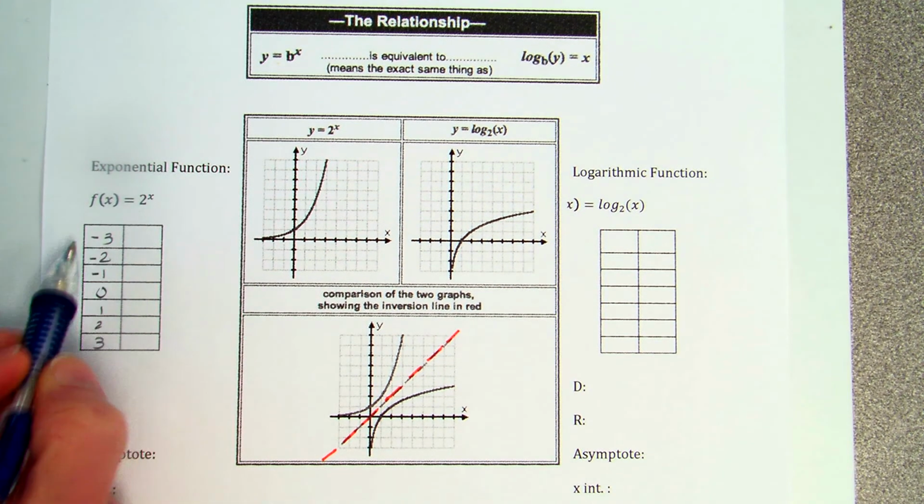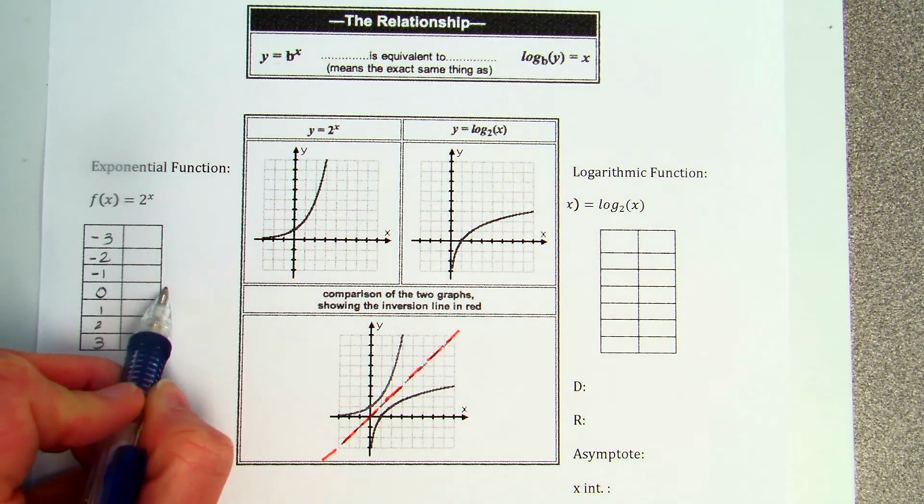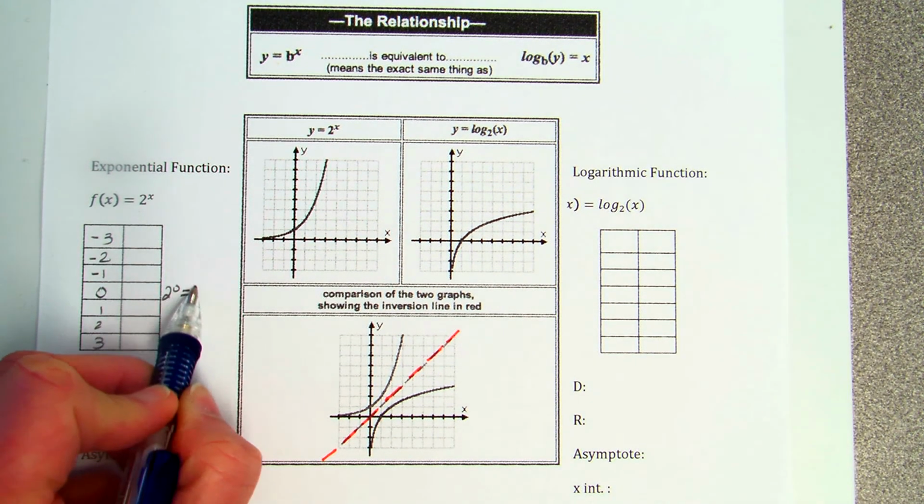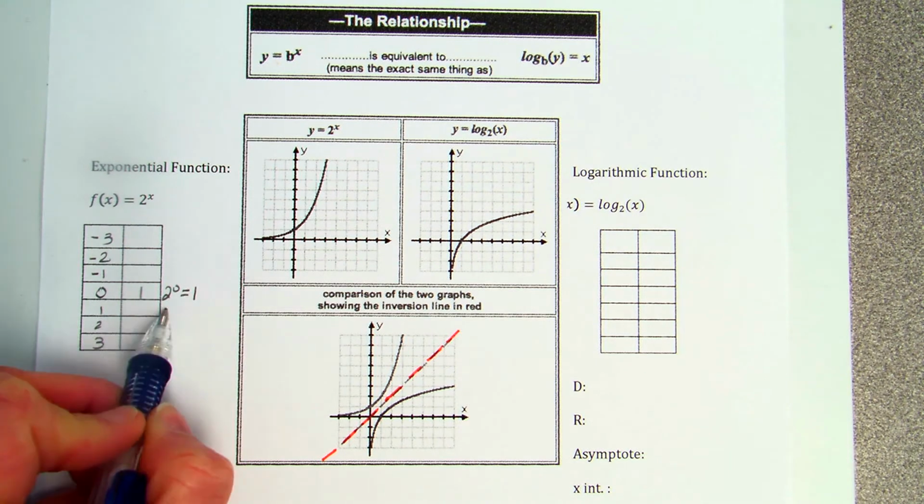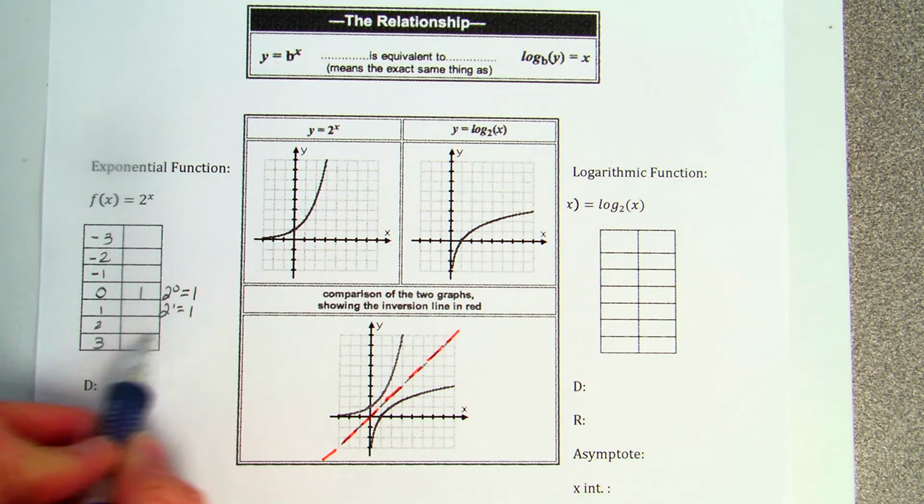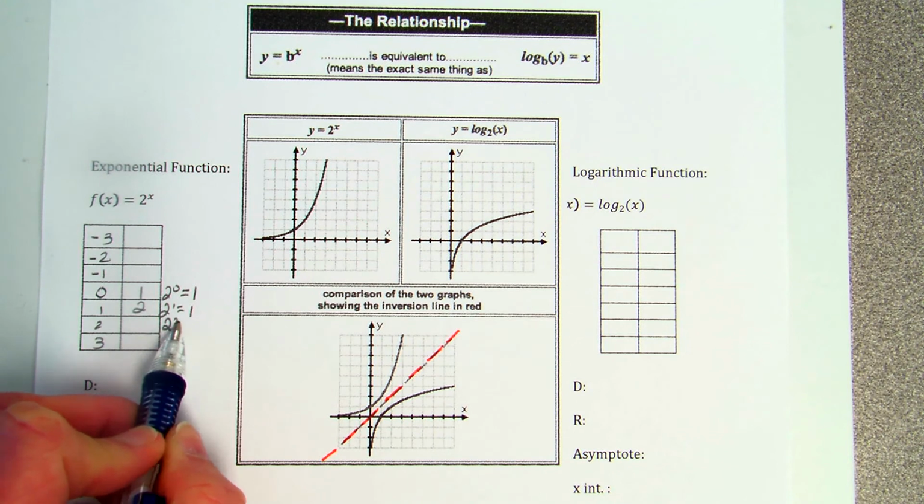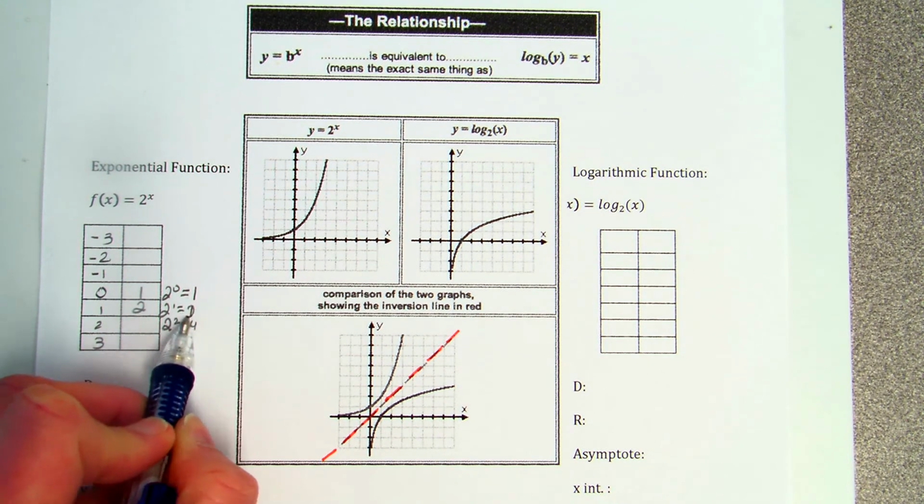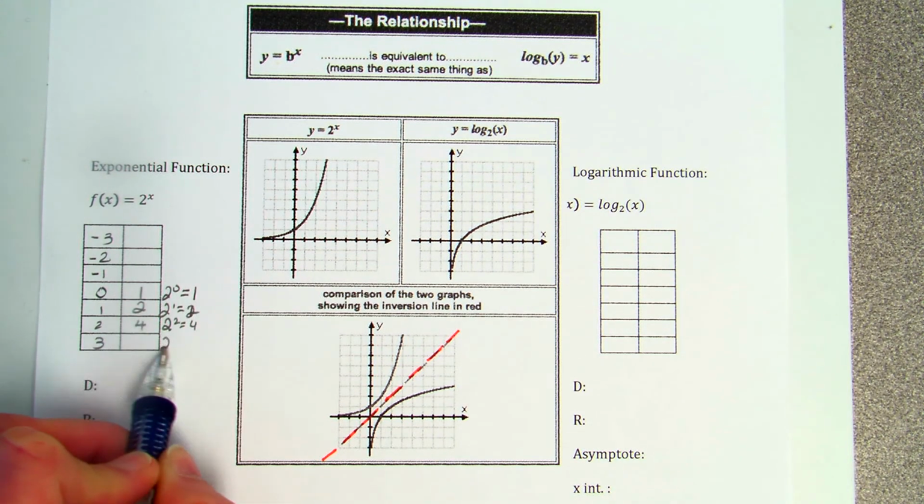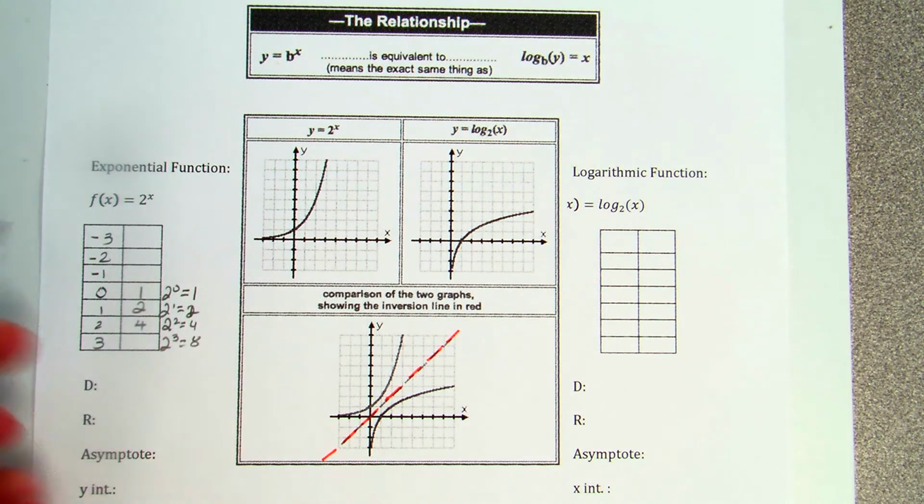If I do 2 to the 0 power, remember anything to the 0 power is equal to 1. If I do 2 to the first power, I get 2. If I get 2 raised to the second power, we get 4. And 2 raised to the third power is 8. We'll go back with the negatives.